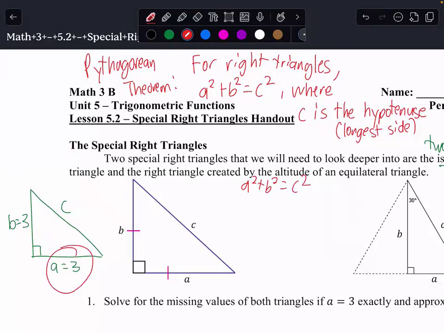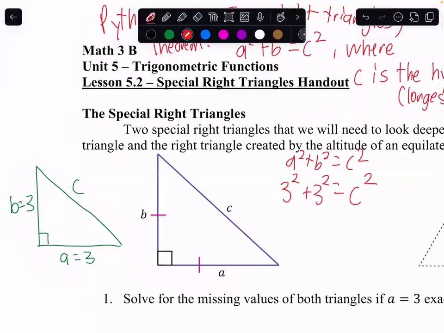So a is 3, b is also 3, and c is unknown, so we'll leave it as c squared. 3 squared is 9. This 3 squared is also 9. 9 plus 9 is 18. To get c by itself, to undo the squared, we would square root both sides.